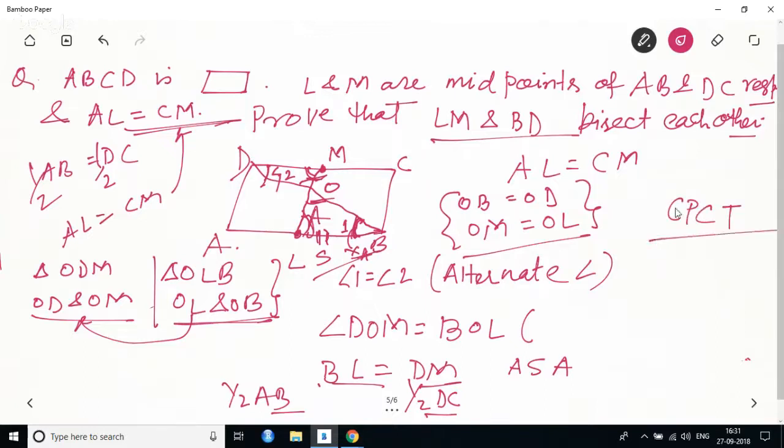What is CPCT? Corresponding parts of congruent triangles are equal. So by CPCT, you can prove that OB is equal to OD and OM is equal to OL. Okay. So I hope you all understood it. If I am explaining something and you guys are unable to understand, please ask questions.